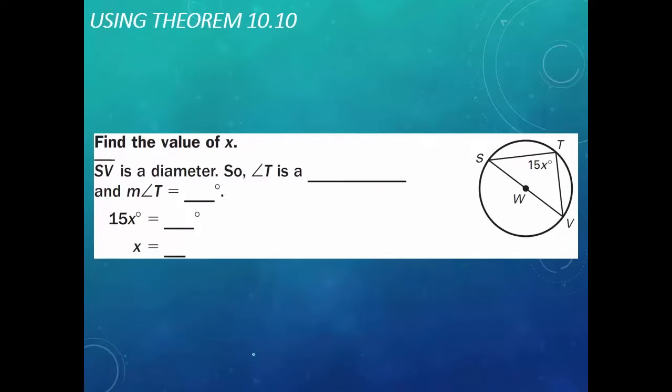Example 3, using theorem 10.10. In this example, we are to find the value of x. We're looking at this circle and we see that line segment SV is the diameter of the circle, which means that this angle over here, angle T, is my 90 degrees. So angle T is a right angle and the measure of angle T is 90 degrees. You can say that 15x is equal to 90. Divide by 15 on both sides, and 90 divided by 15 gives me x equals 6.